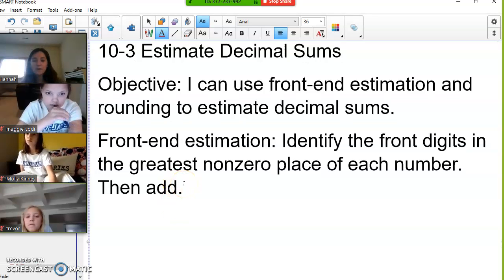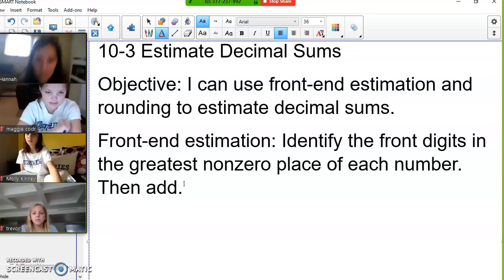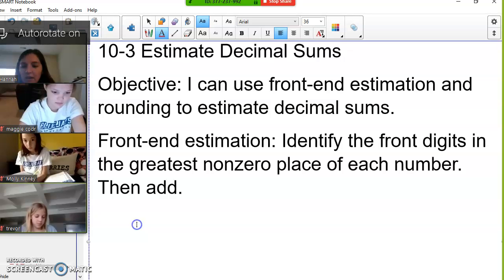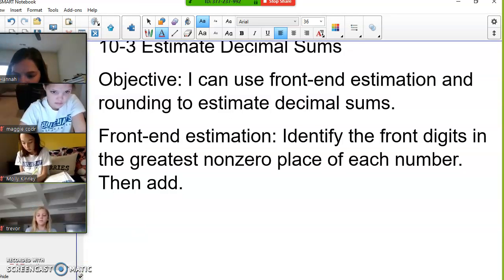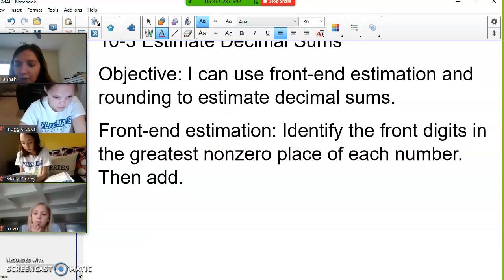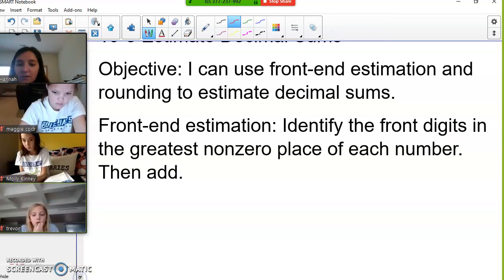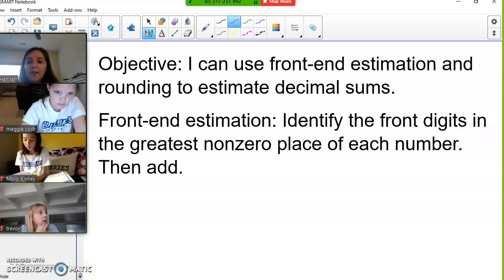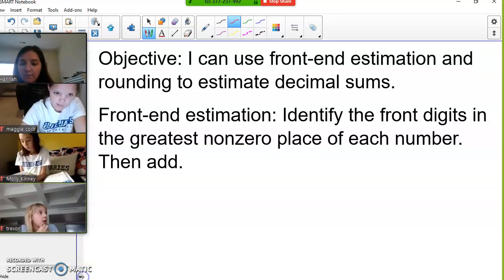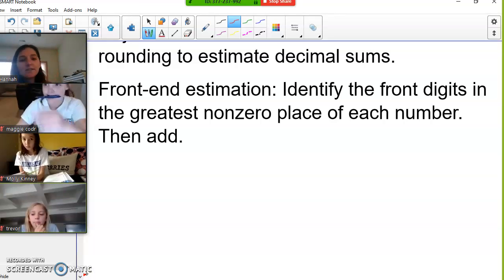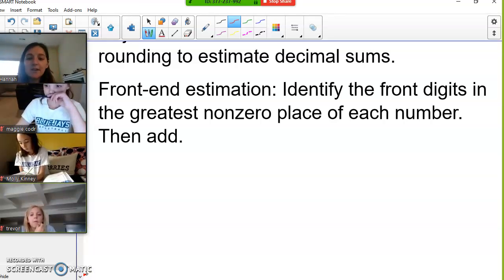All right, so the first way that we're going to do this, and I'm going to switch this to tablet, is we're going to be using, and if you're not muted, make sure that you're muted so it doesn't echo. We're going to be using front-end estimation first. So front-end estimation, move that all the way up here. You're going to identify the front digits in the greatest non-zero place of each number. So what that means is, and I'm going to go ahead and write out this problem.